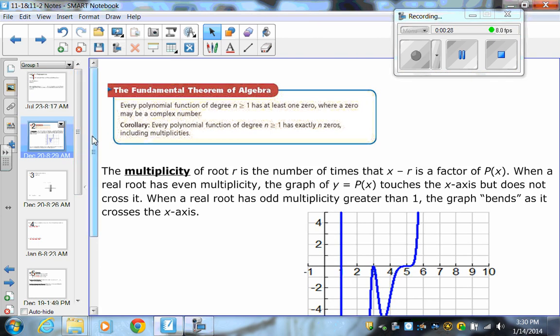The fundamental theorem of algebra states that every polynomial function of degree n greater than or equal to 1 has at least one zero, where a zero may be a complex number. Corollary to that theorem says that every polynomial function of degree n greater than or equal to 1 has exactly n zeros, including multiplicities. So for example, if the degree of a function is x to the 6, so you have a degree of 6, then you're going to have 6 zeros. Now you may not necessarily see the zeros on the graph because of the complex number solutions.